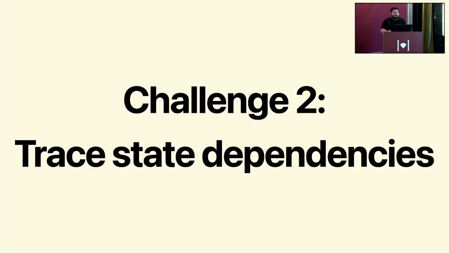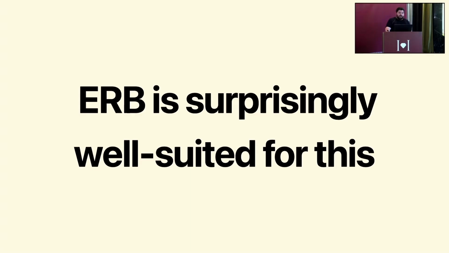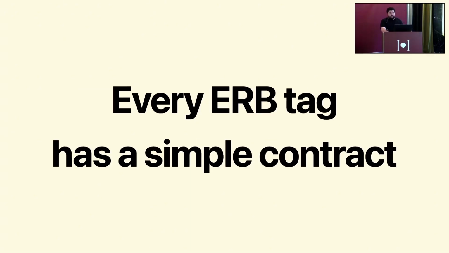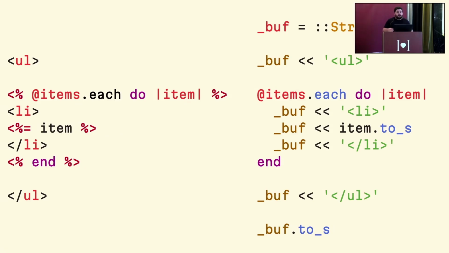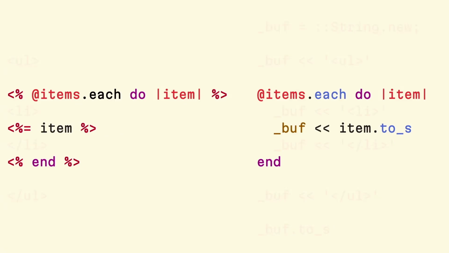The second challenge was to trace these dependencies so we know what's dependent on each other. And surprisingly, ERB itself is quite suited for this, because every ERB tag itself has a simple contract. So if you take this template here and we compare it to the compiled output side by side, we can see that the items each get pretty much translated one-to-one to the compiled version. But you can also see that the item with the output tag gets prepended with _buf and then the shovel operator, and we call to_s on it at the end.